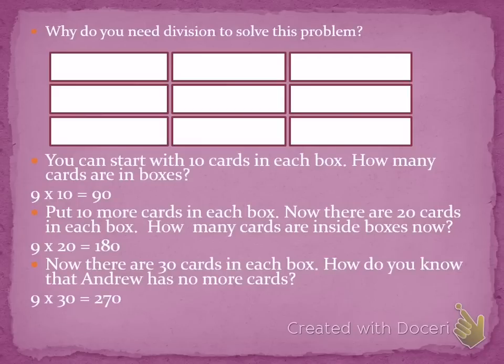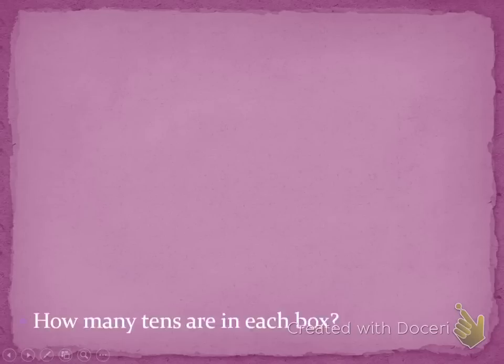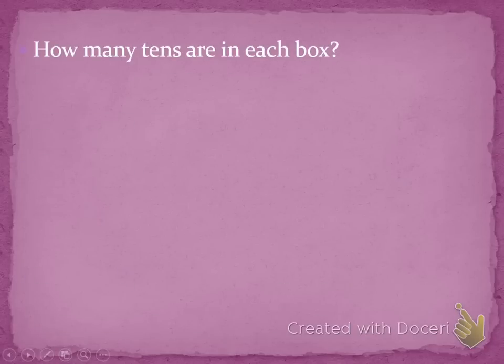How do you know that he has no more cards? So I know that he has no more cards because the original part of the problem told me he had 270. By adding 10 more to each box to get me 30 cards in each box, I did get my answer up to 270. So he put 30 cards into each box. Now we're going to talk about why this works. As we look at how many 10s are in each box.